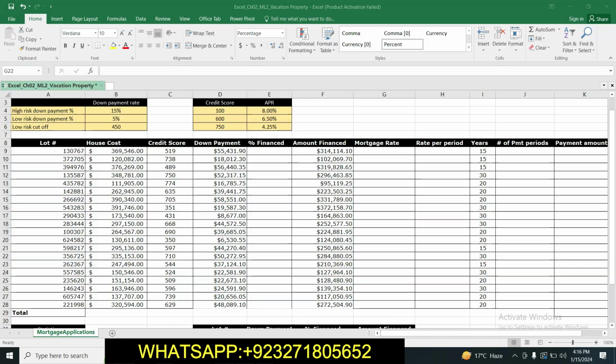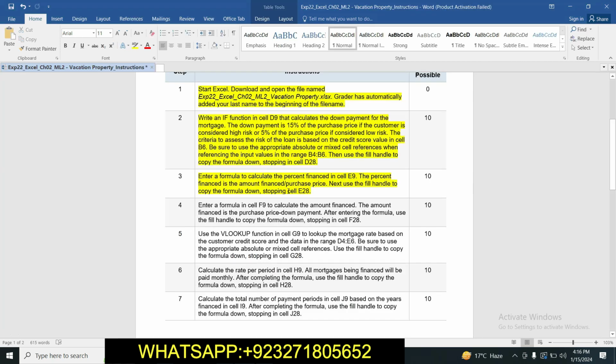Go to the Excel worksheet. In cell E9, we will calculate the percent financed by using a formula. In the formula, we will divide the amount financed by the house cost. Press enter. Now it calculates our percent financed by using this formula. Use the fill handle to copy this formula, stopping in cell E28. Step number 3 is completed now.